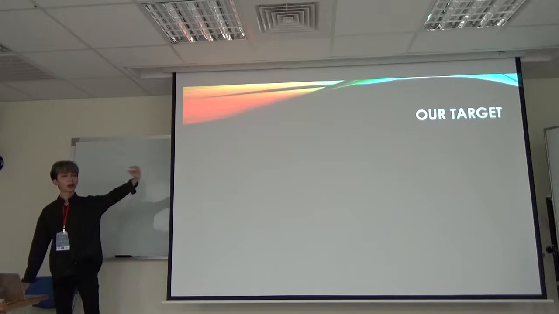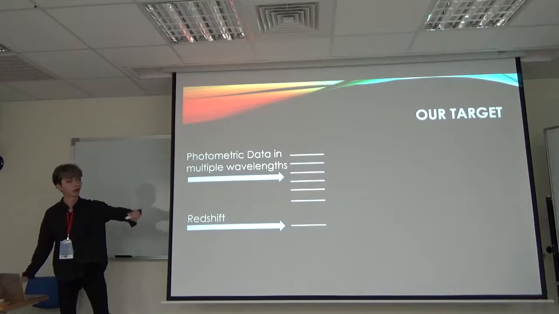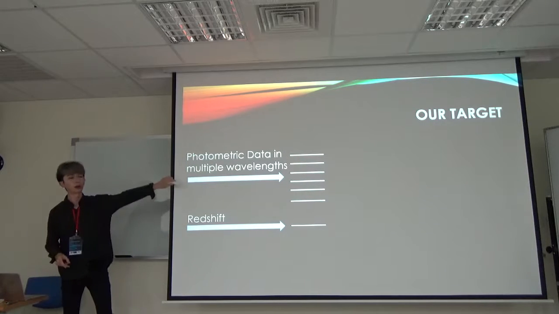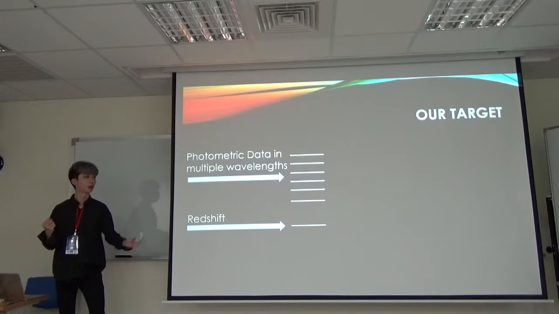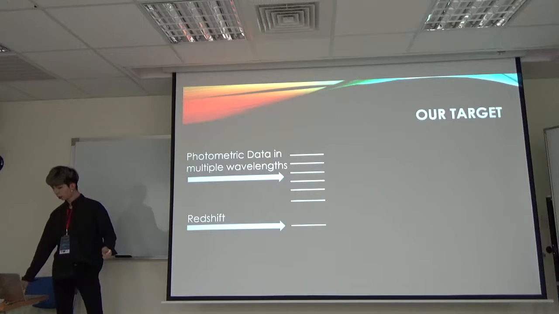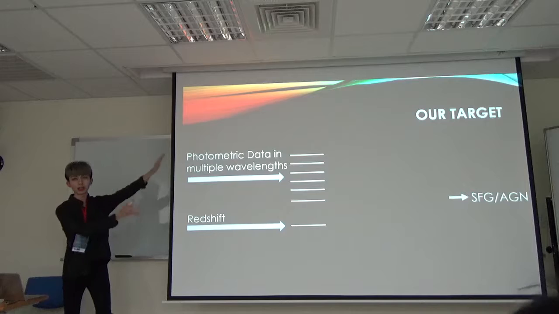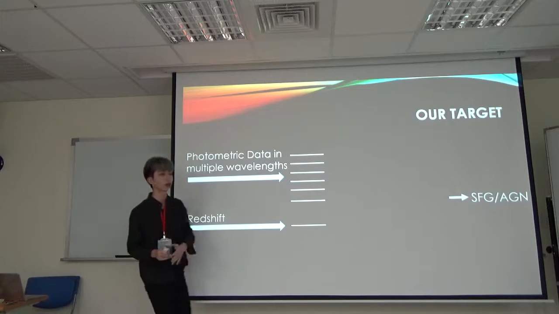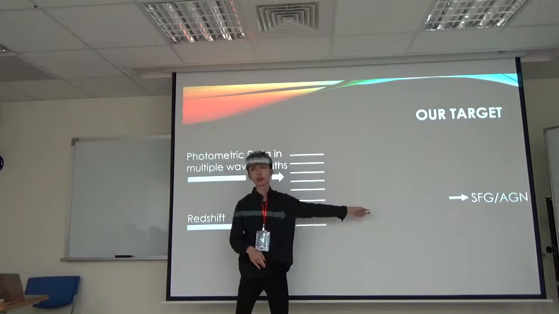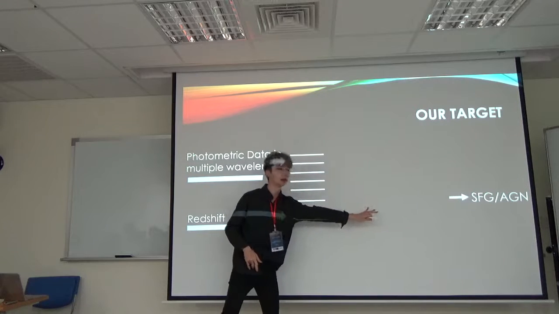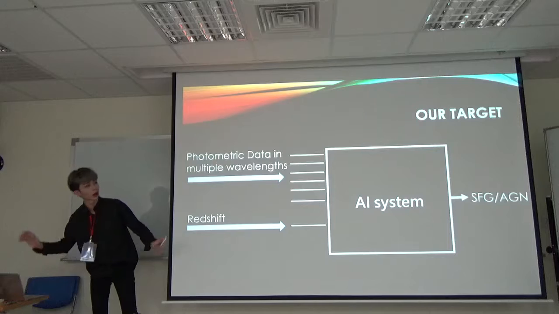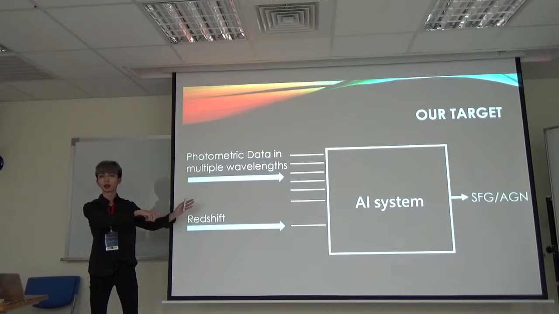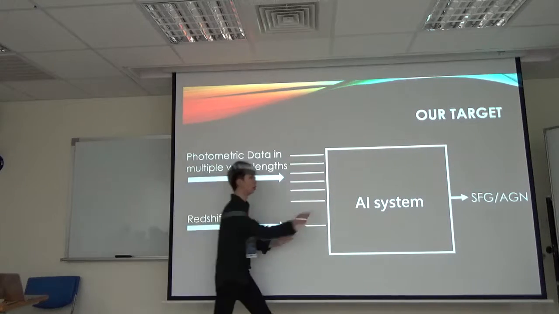So our target is, today we have photometric data for objects, and we have the redshift for objects. Based on these data, we want to do a classification problem to classify whether an object is a star-forming galaxy or an AGN. And this is an important problem. So we construct an AI system to achieve this.